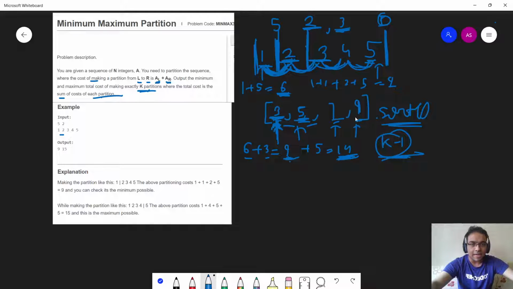In order to find the maximum, we'll do the reverse. In this particular array, we'll start traversing from the back because those are the maximum values, since we sorted the array. Basically for k equals 2, I'll take the last value. For k equals 3, I'll take the last and the second last value. And this will give me the required answer for the problem. This is the approach of this problem.